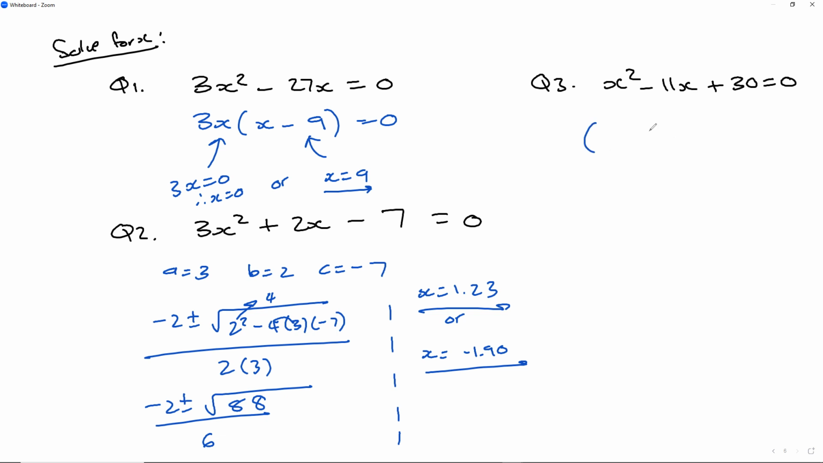For the next one over here, we can factorize this one. So we'll have x over here. This one we're going to get 6 and 5, negative and negative. So x equals 6 or x equals 5. And this one is factorizable as well. On to the next question now.